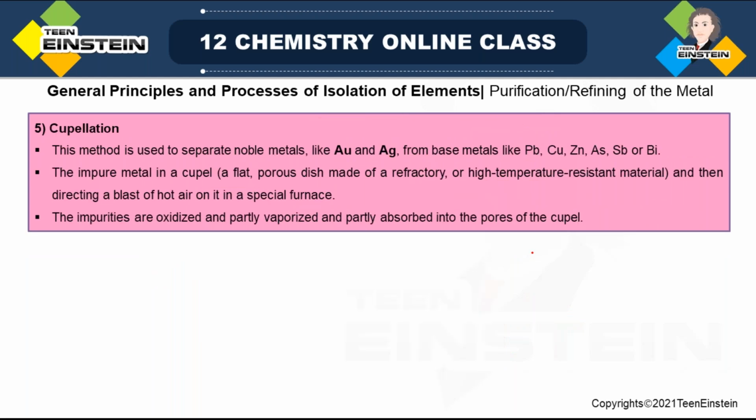Number 5th method, cupellation. This method is used for noble metals like gold and silver. They are noble metals because they are inert in nature. They are very stable in their zero state, that is the metallic state. And these two metals are purified from base metals like Pb, lead, copper, zinc, arsenic, antimony. So when the impurities are of this kind, that is some other unwanted metals, and you want to purify gold and silver from this type of impurities, then you can use this method.